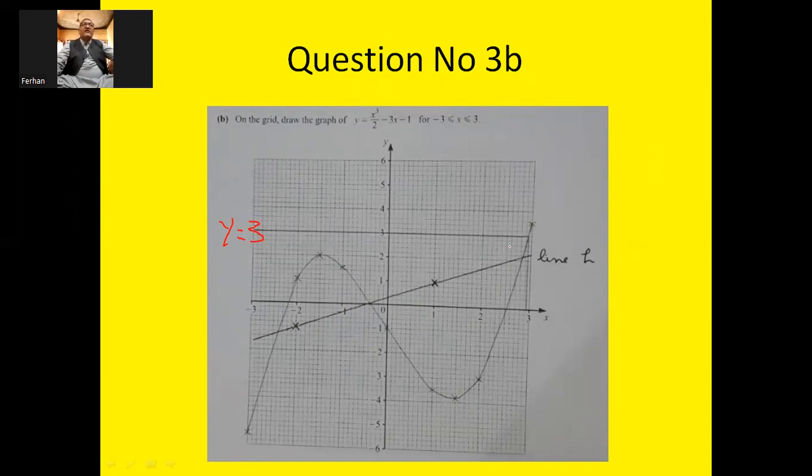Y equals 3, I have drawn this line, and you can see it has cut the main graph only at this point. So clearly that equation has only one solution, because it cuts the main graph at only one point.